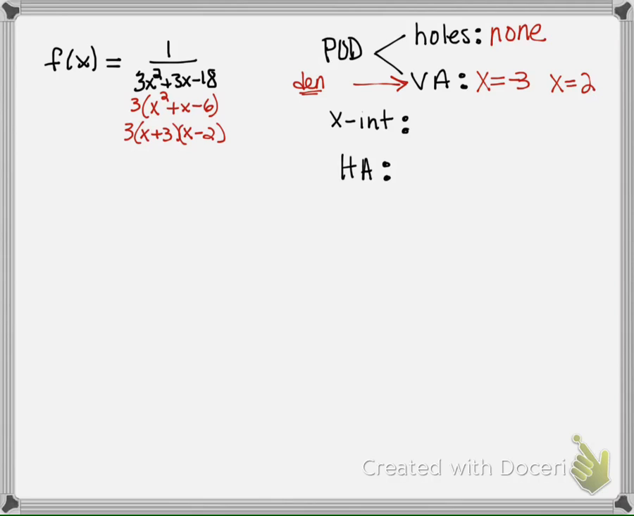So yeah, what about that 3? Does the 3 have anything at all to do with your vertical asymptotes? No, because it's only the factors that have an x with them that will determine your vertical asymptotes. All right. So we're done with our denominator. We're done with our vertical asymptotes. Let's go on to x-intercepts.